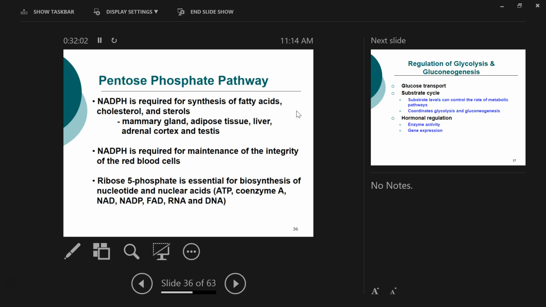And ribose 5-phosphate is essential for biosynthesis of nucleotides and nucleic acids like ATP, coenzymes NAD, NADP, and FAD, and nucleotides, RNA and DNA.